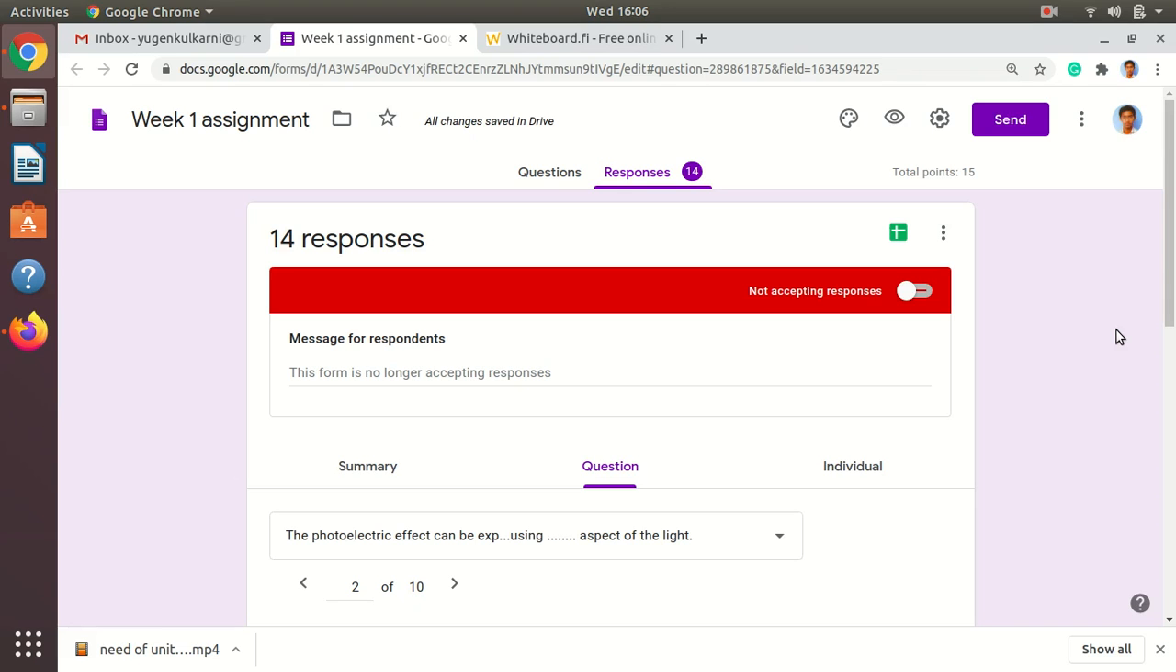Hello students. In the last week we have seen some basic concepts required for quantum mechanics, and we had a quiz or assignment on those concepts. So I will discuss all the questions because some of you have given very good, very correct answers. Some of you are a little bit confused, so I'm going to explain all the questions and what they actually mean, what they are asking for, so that you will answer carefully from the next assignment.